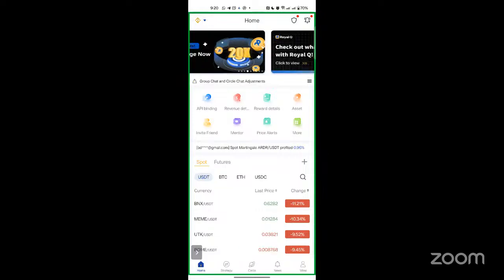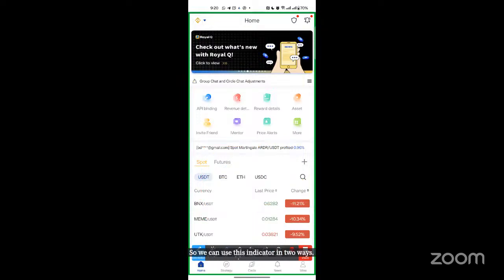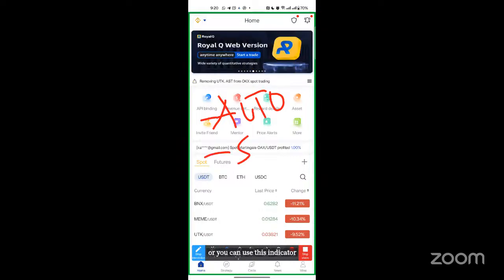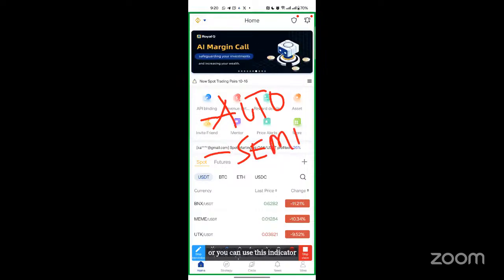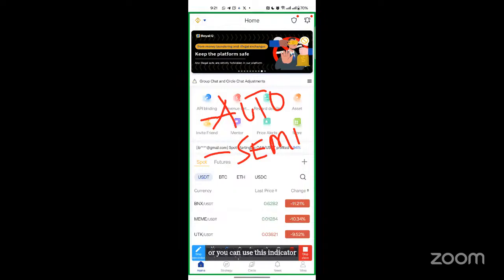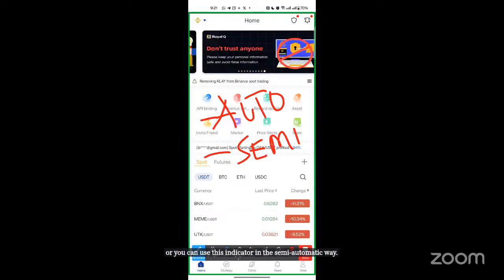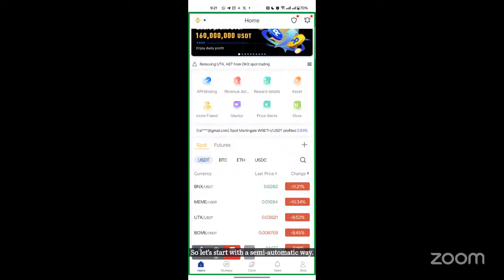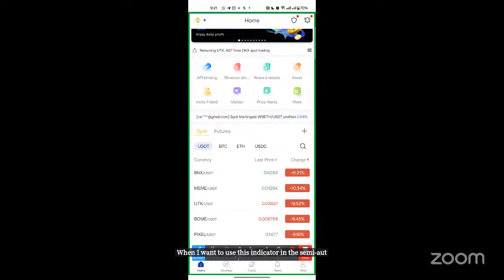So we can use this indicator in two ways. We can use it in an automatic way, or we can use this indicator in the semi-automatic way. So we can use this indicator in two ways, either in an automatic way, like I'm going to show you, or in the semi-automatic way. Okay, so let's start with the semi-automatic way.